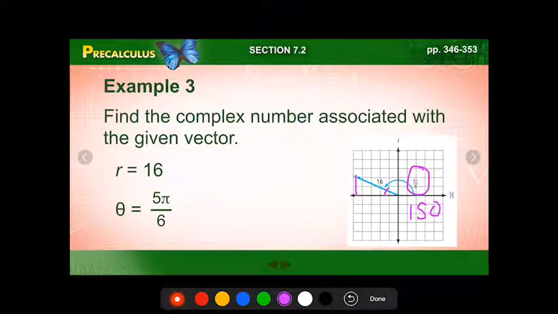Another way you could have done this, some students prefer to do it this way. How far is it from here all the way to here? Well, that would be pi. So I could say pi minus 5/6 pi, and that would give me that argument as well. Regardless of how you do it, you would get pi over 6, which you guys hopefully again have memorized. Pi over 6 is equal to 30 degrees.